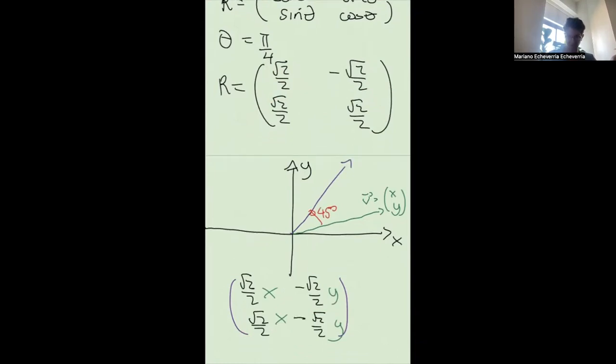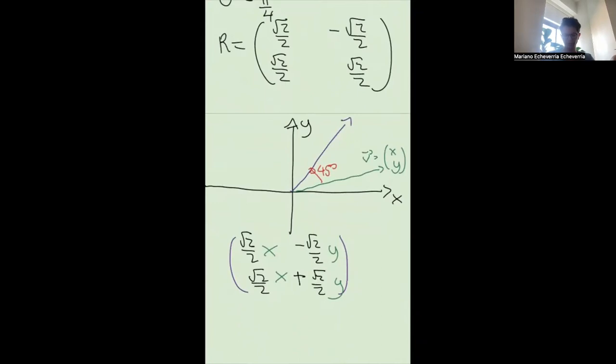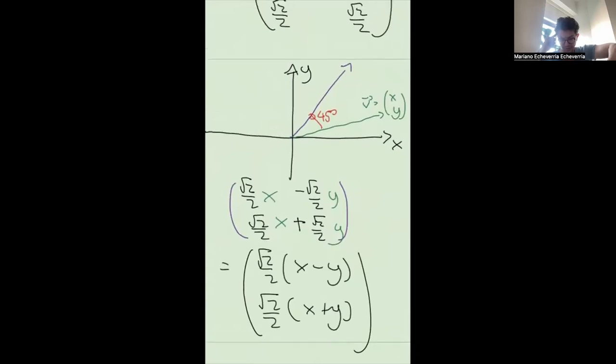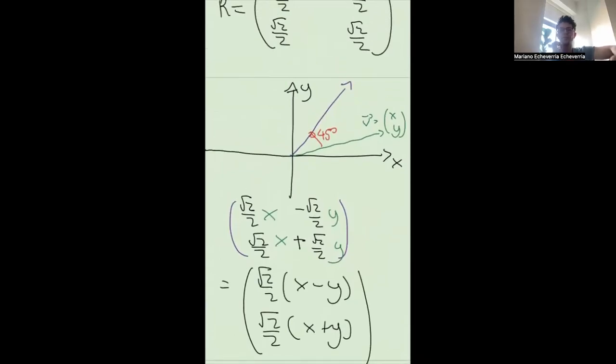It looks a little bit more complicated, but you could factorize a root of 2 over 2 because it's on every entry. So it is x minus y. Okay. So the first entry of the vector is root of 2 over 2 times x minus y. And the second entry of the vector is root of 2 over 2 times x plus y. But I wouldn't expect anyone to memorize this formula. It's more something that you get by plugging in theta equals pi over 4. Is that making sense?